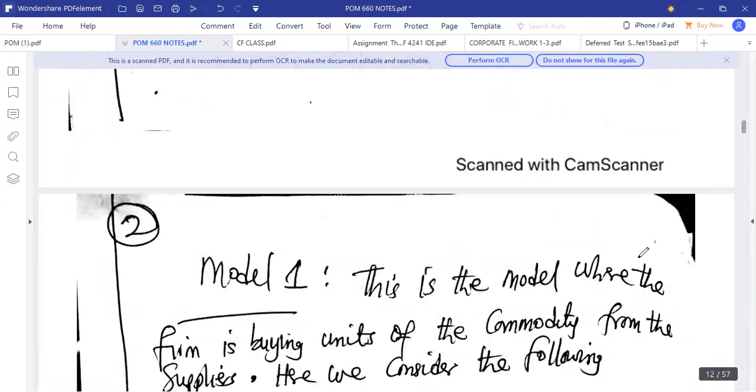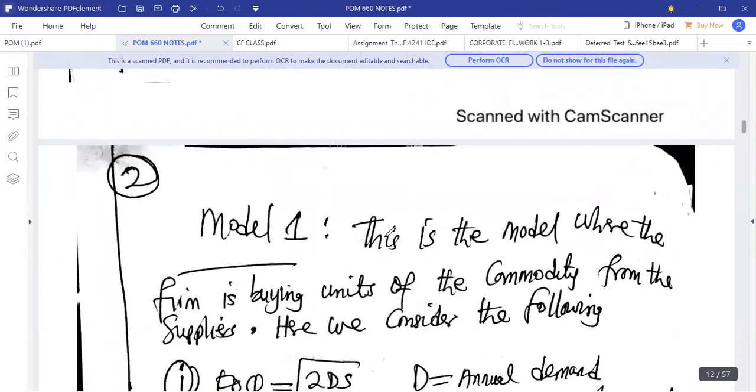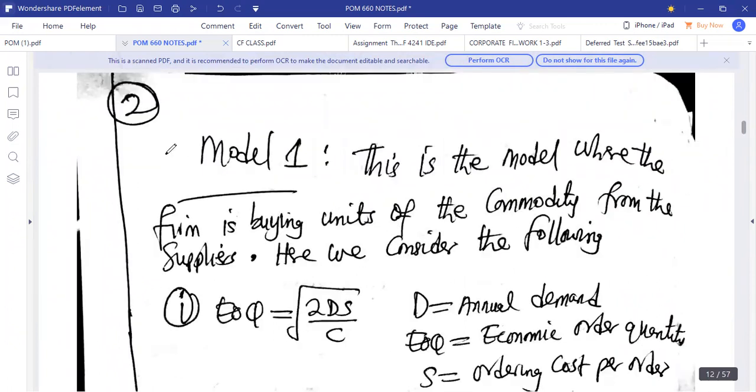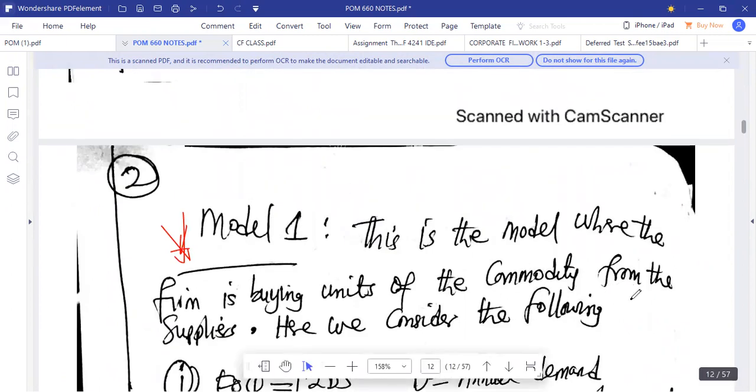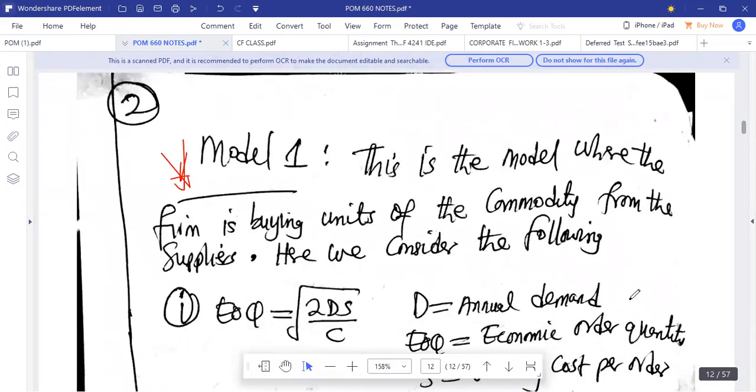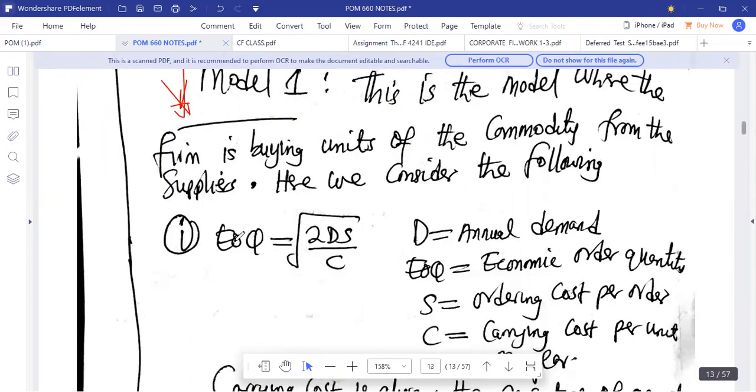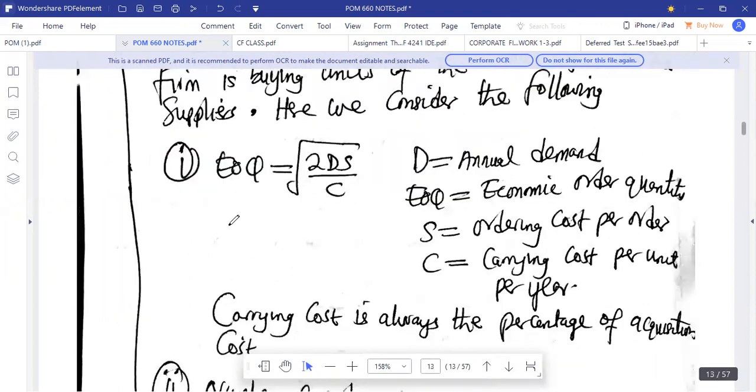Okay, so model 1 is a model where a firm is buying units of the commodity. So this model is called the purchasing model, where the firm is buying the commodity from the suppliers. So here we consider the following: economic order quantity. So how many units can you order at a time?